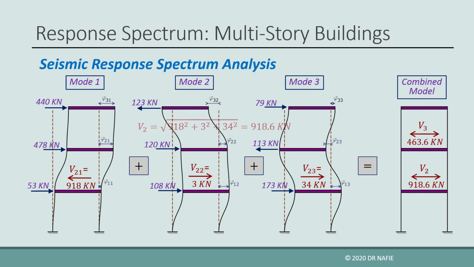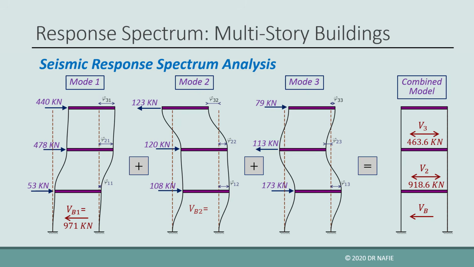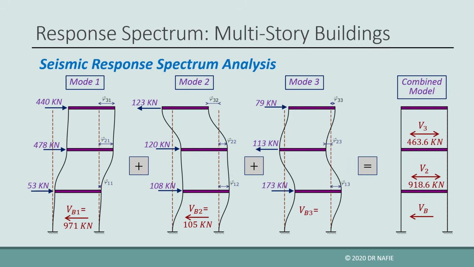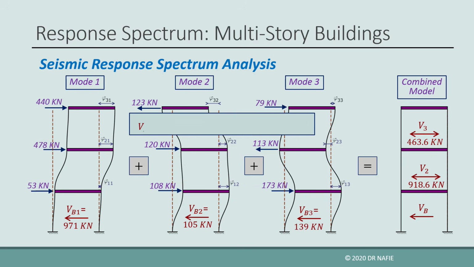Finally, we will evaluate the base shear for the building, VB. Again, the same procedure is used. The base shear for each mode is evaluated using the equilibrium equations. Then, the modal values are combined using SRSS. Notice that the obtained combined values are absolute values and can act in either the positive or the negative direction. Therefore, both directions should be considered in the design.